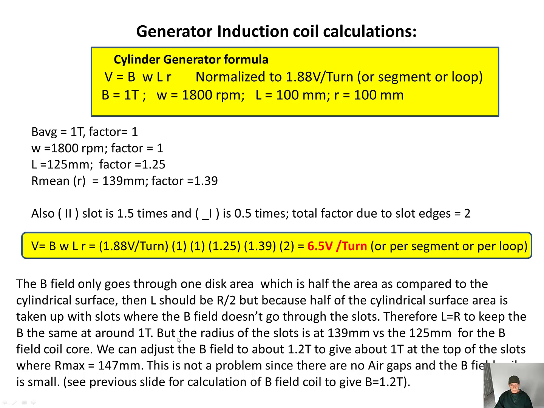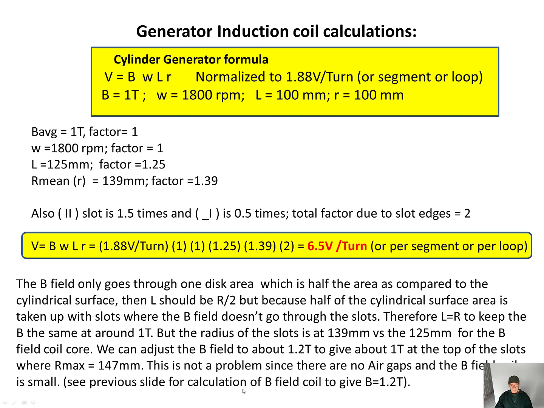But the radius of the slot is at 139 millimeters versus the 125 for the B field core. We can adjust the B field to about 1.2 Tesla to give about 1 Tesla at the top of the slots, where R max equals 147 millimeters. This is not a problem since there are no air gaps and the B field coil is small.